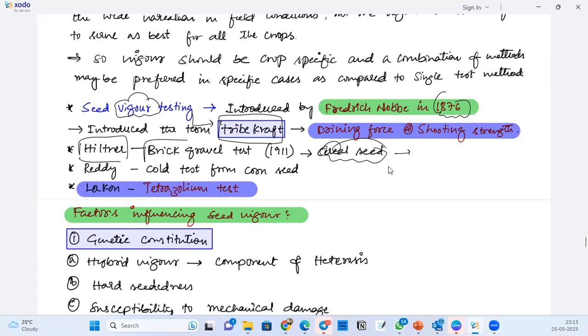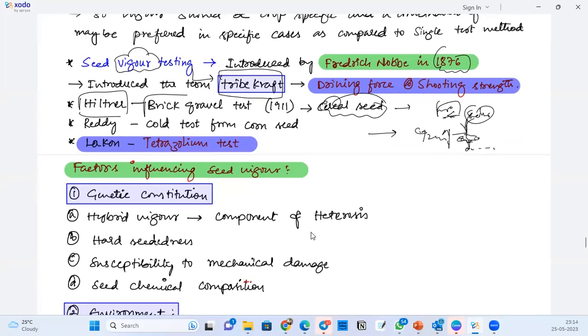So brick, the term itself says that you will put around 2 mm thickness of bricks, below which you will sow the seeds. If they are able to penetrate these bricks and come out, if they emerge the radical and show the seedling growth, then it is considered as highly vigorous seeds. So this is a simple test using the stones or the bricks. If the seedlings can come out, breaking or moving away these bricks that are closing or blocking them, then it is considered as highly vigorous seeds.